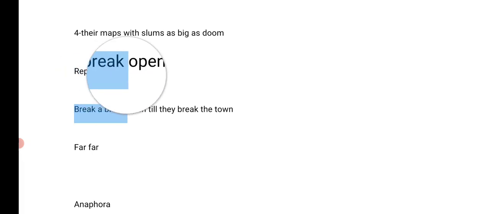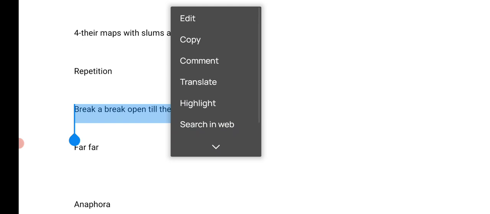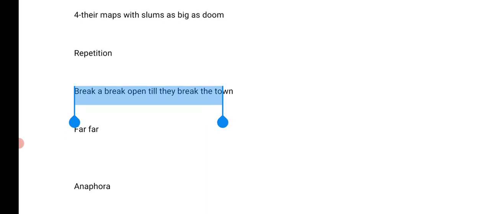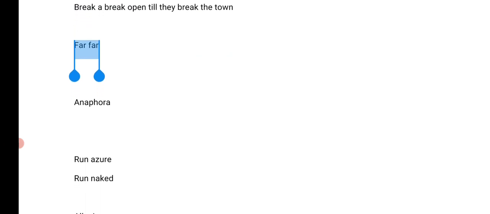Like for example, break a break, open till they break. See, we see the word break being repeated here, and here, and then far, far. It is far being repeated. And then we have anaphora. Anaphora is very different. You see the repetition here, but it is not an example of repetition. As you can see in the example, run, run naked.